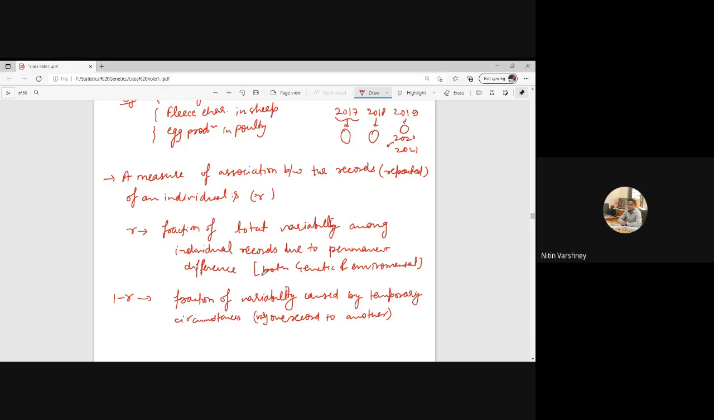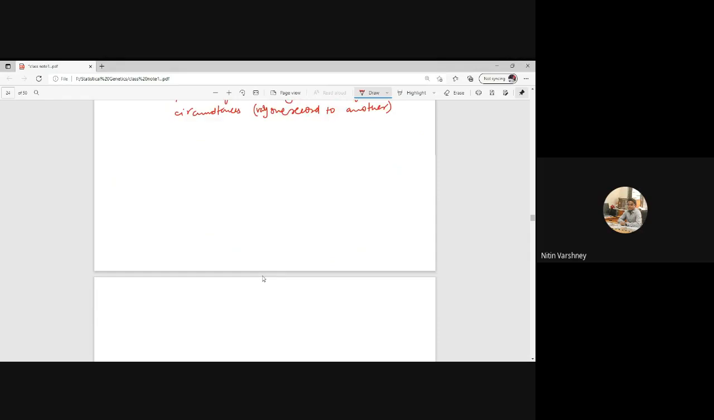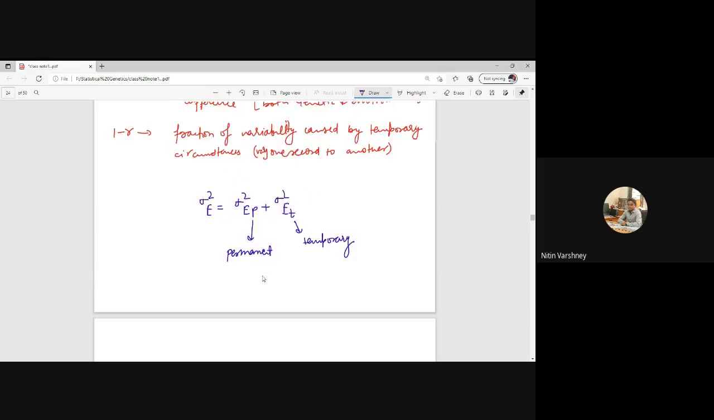So if I bifurcate this, our environmental variance sigma square E is equal to sigma square EP plus sigma square ET. So this P is permanent and T is temporary. So this second condition, temporary one, is for the temporary environmental effect, and this is the permanent environmental effect.